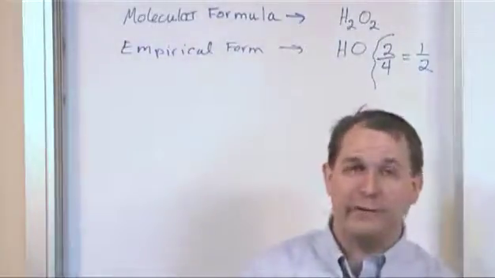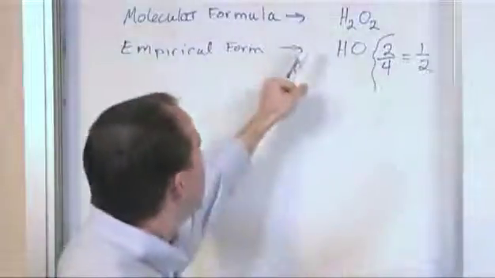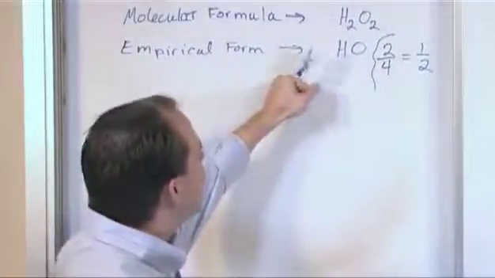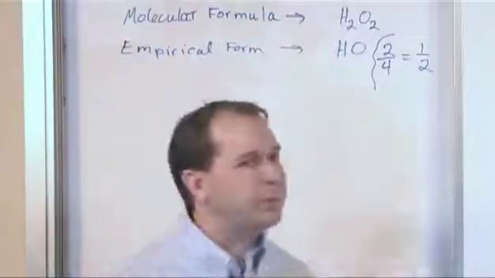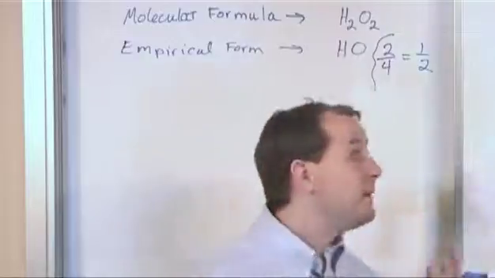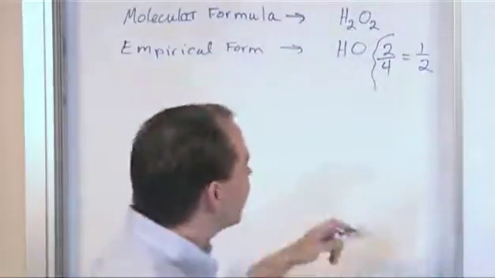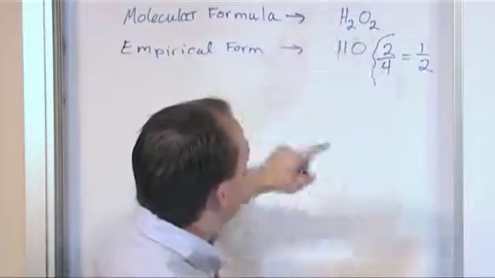We're going to do problems here in just a minute to show you how to do that, but that's why it's important. Once you have the empirical formula, then by definition, the molecular formula is going to be a multiple of the empirical formula. So like this guy, this molecular formula is just 2 times the empirical formula.